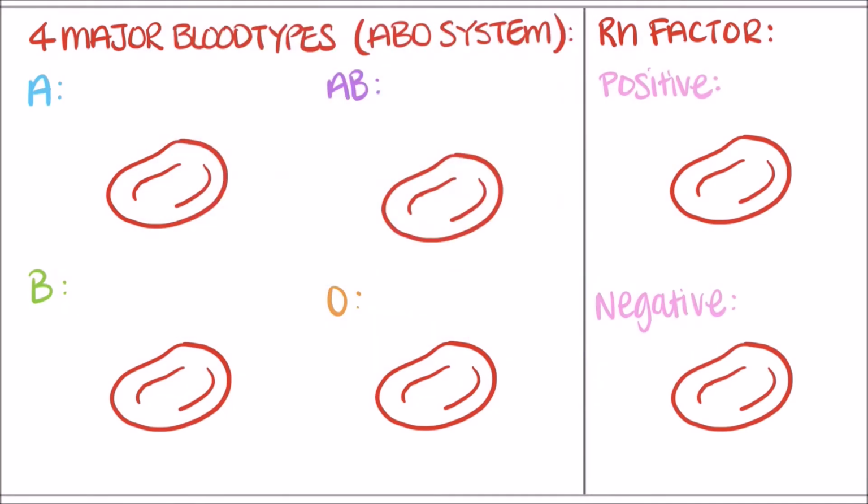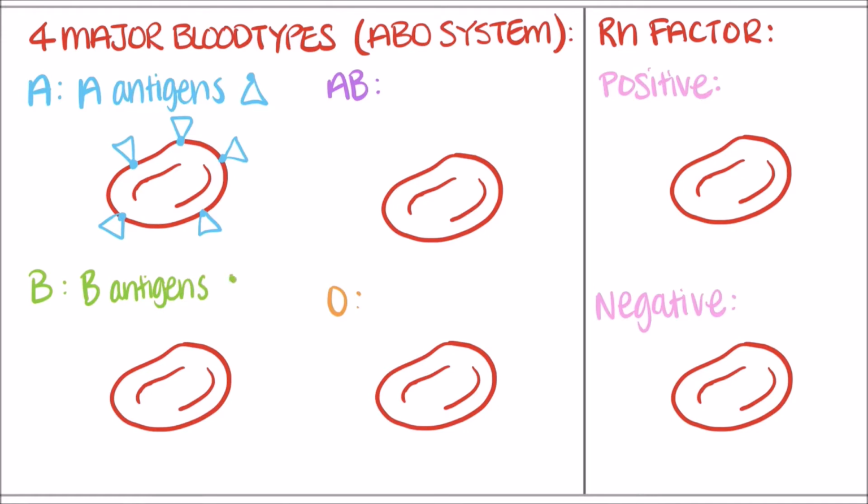For blood type A, the A antigen is present on the red blood cells. I'm going to draw these antigens as triangles. These people would also have B antibodies circulating in their blood to prevent against foreign red blood cells that have B antigens. On the other hand, blood type B has the B antigen present on their red blood cells, which I'm drawing as squares, and A antibodies in their blood plasma.